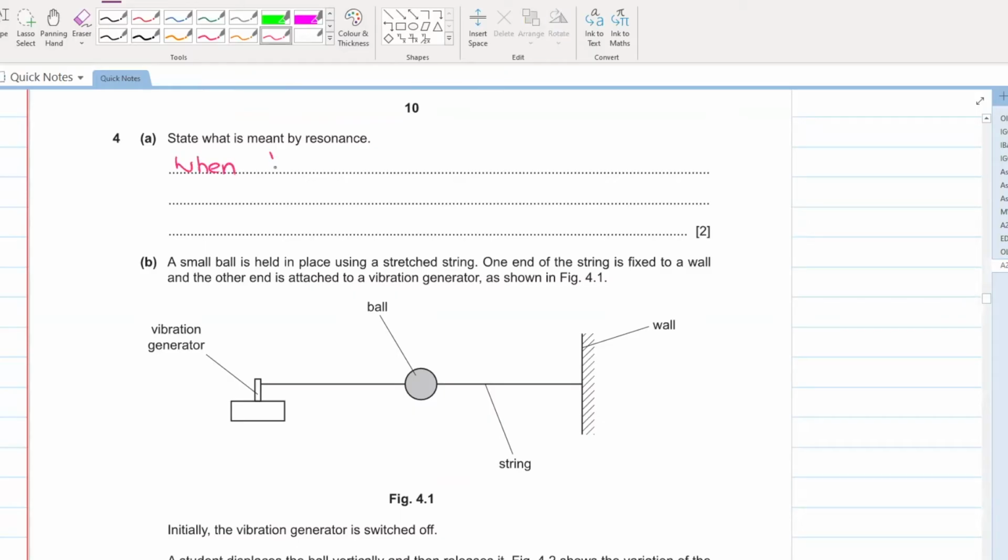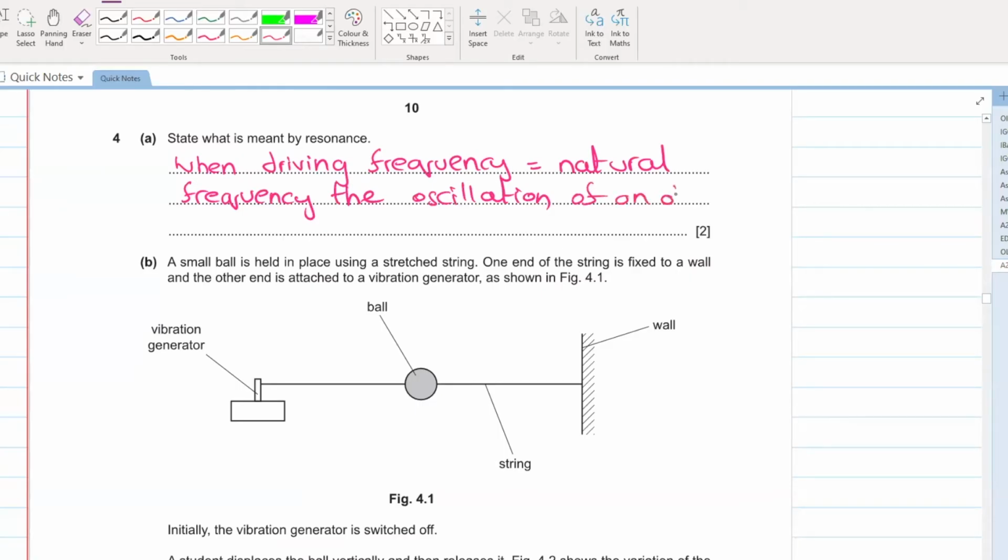When driving frequency equals the natural frequency, the oscillation of an object reaches maximum amplitude. Let's further move ahead.